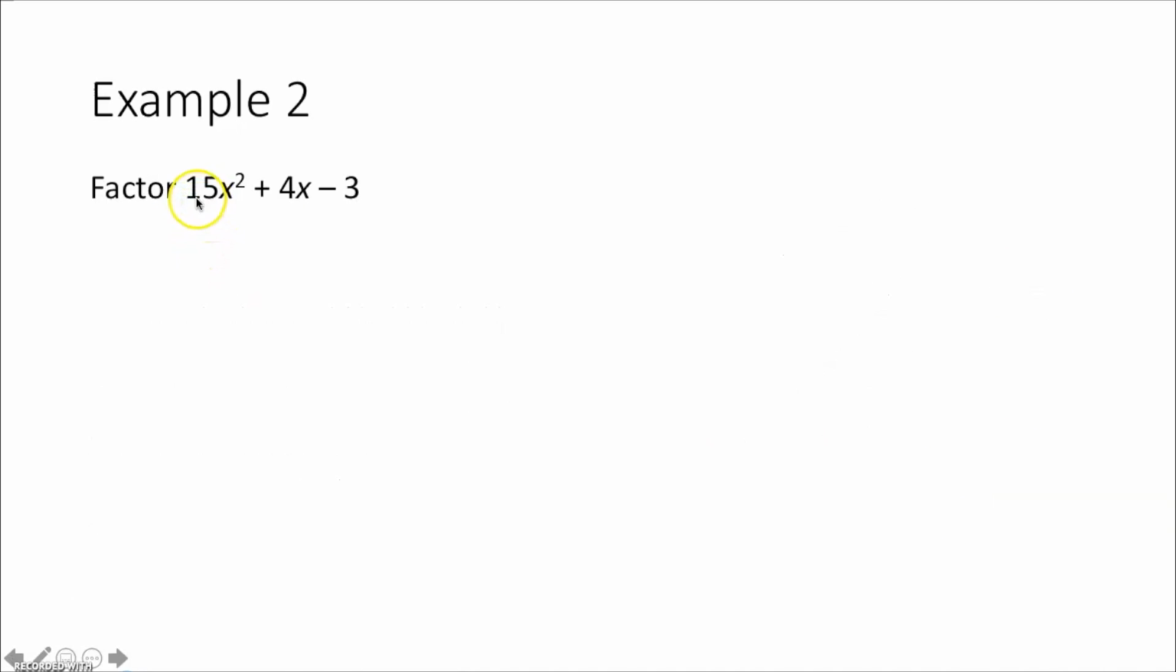Now, example 2, we got 15x squared plus 4x minus 3. First, is there a greatest common factor we can take out? No, there's no number that divides into each of those, and each term does not have the same variable that we can take out. So we move on to our magic x. Our a value is 15, our b value is 4, and our c value is negative 3.